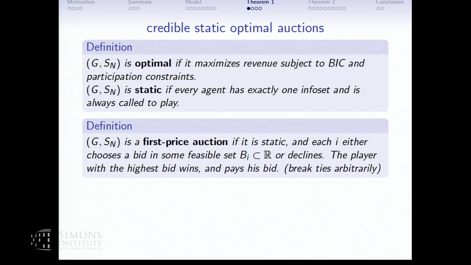Now, this is a definition of a first price auction. It's a little bit weird, but it's not super weird. Essentially, a protocol is a first price auction if it's static, and each bidder chooses some bid from a feasible set of real numbers or declines. The player with the highest bid wins and pays his bid. Now notice that in stating this, I'm allowing myself to set a reserve, right? A reserve is just restricting the feasible set B_i, right? A reserve of 100 is just that B_i only includes numbers above 100.